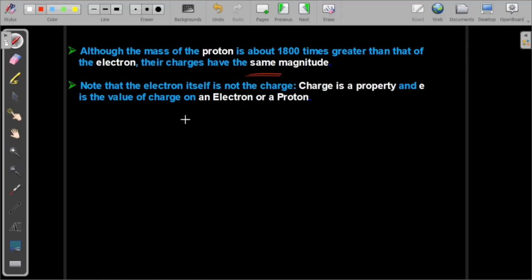Next one: an electron itself is not a charge. I have mentioned this already. An electron is a particle, not a charge. The value of the charge of an electron is denoted by small e. This is the value of the charge on an electron, or a proton. Understood? Let's proceed then.